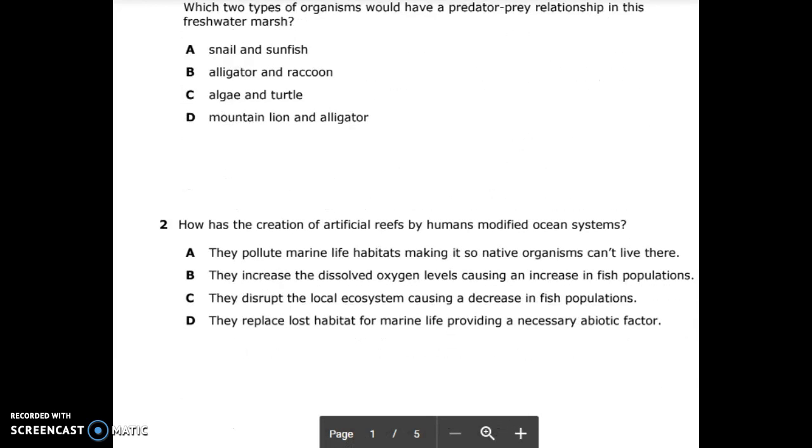Question 2. How has the creation of artificial reefs by humans modified ocean systems? Is it A, they pollute marine life habitats, making it so native organisms can't live there? B, they increase the dissolved oxygen levels, causing an increase in fish populations. C, they disrupt the local ecosystem, causing a decrease in fish populations. D, they replace lost habitat for marine life, providing the necessary abiotic factor.